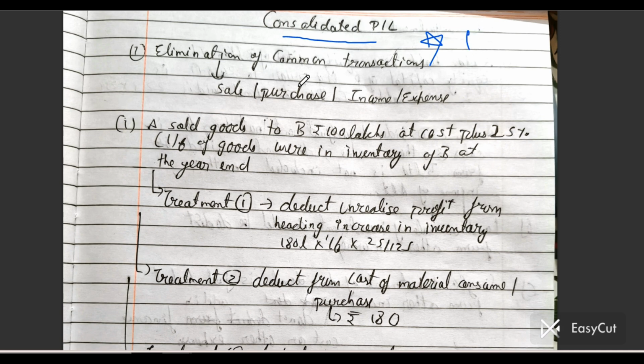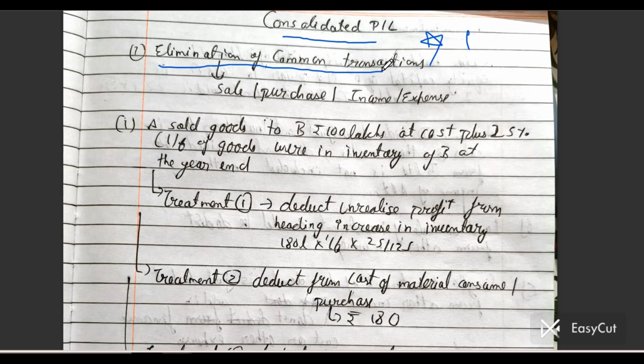So what we will do, we will cover all the adjustments of consolidated P&L, and in the last I will give you one or two questions which you have to write down by your hand. So you will cover all the adjustments of consolidated P&L, and you will know how to do the presentation. So let us start this consolidated P&L. First, you have to do elimination of common transactions.